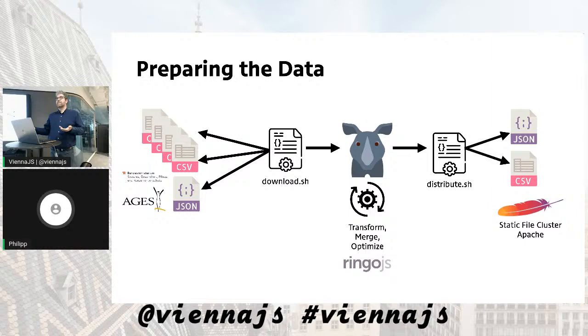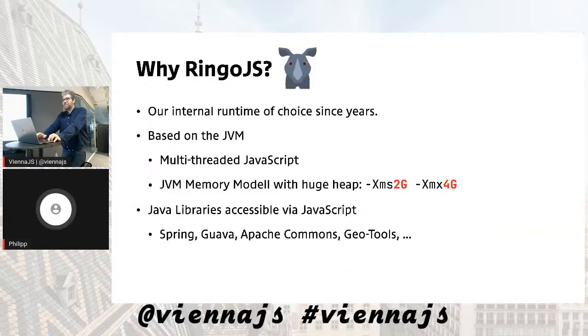And at the end, we just simply pack everything together with, again, a set of scripts, compress them, and we have a static file cluster. It's pretty simple. DNS round robin, and the browsers just grab the final JSON and CSV files. We try to deliver most of the stuff as transformed JSONs, even if the incoming raw data is 99% CSVs. Why do we use such an exotic thing like Ringojs for this?